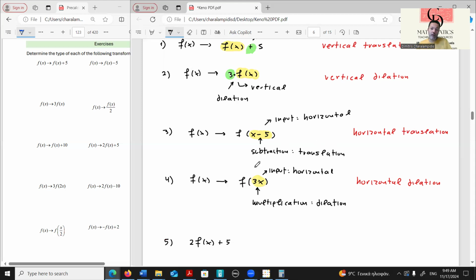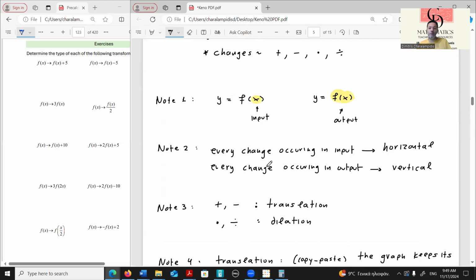For now, I want you to keep these simple rules. Input, it's horizontal. Output, it's vertical. Addition, subtraction, it's translation. Multiplication, division, it's dilation.